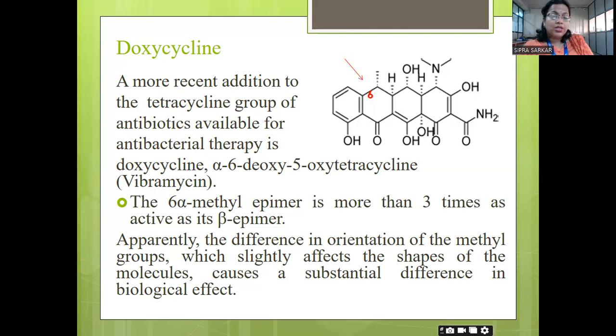That means if the orientation of the methyl group is slightly different, below the plane or above it, it will slightly affect the shape of the molecule, but it will make a substantial difference in the biological effect. The activity will either be decreased or increased, or the compound will be stable or unstable.